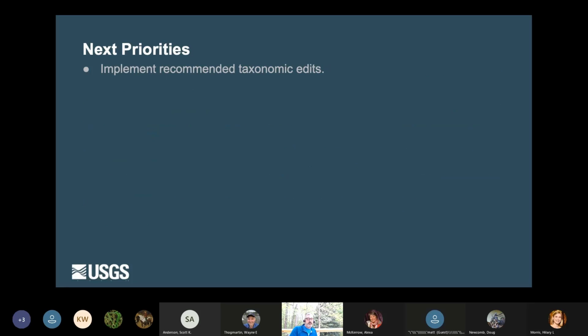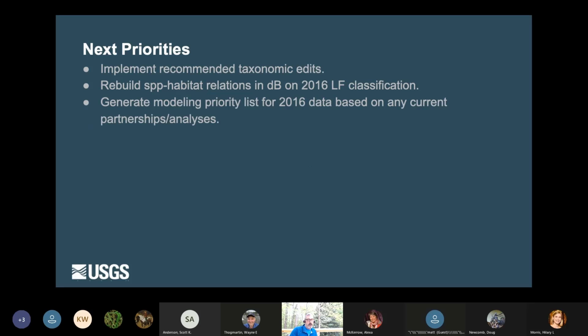So the next priorities as we move forward, we need to implement those taxonomic edits through our data set. And then we rebuild the species habitat relationships using that crosswalk from 2001 land cover to the 2016. That's what I've been doing for the last month or two, is getting that process set up. We're about ready to fire that off as soon as we get those taxonomic edits incorporated.